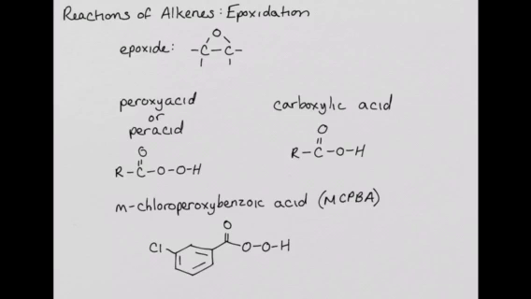mCPBA is a popular peroxy acid because the per acid is soluble in most organic solvents, but the carboxylic acid that's formed as a product is insoluble and can easily be purified away. Now let's look at the reaction of a peroxy acid with an alkene to synthesize an epoxide. If we treat an alkene with a peroxy acid, we will get the epoxide product and the byproduct of the peroxy acid, which is the carboxylic acid.